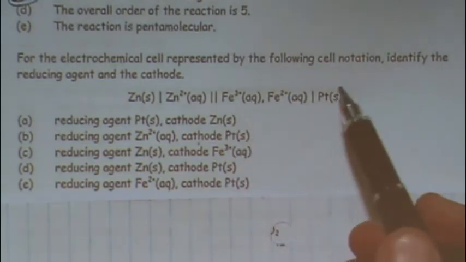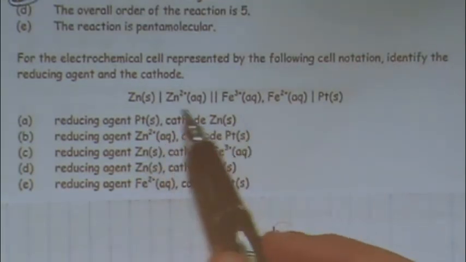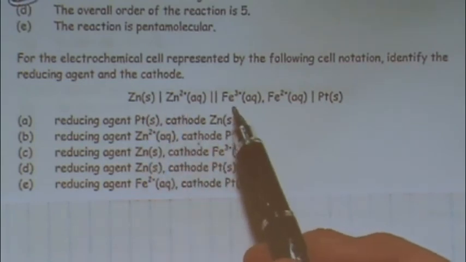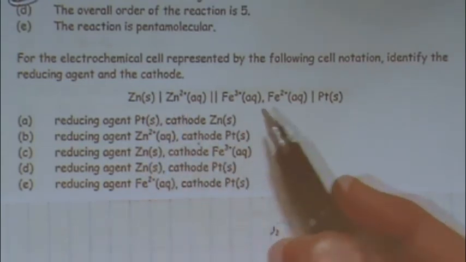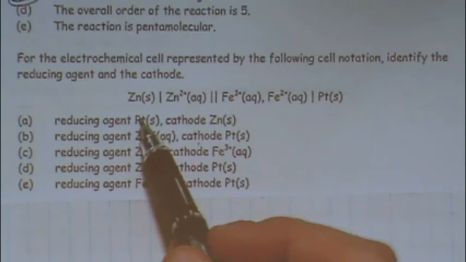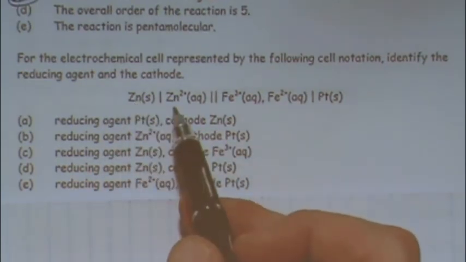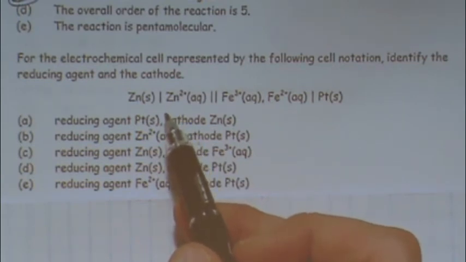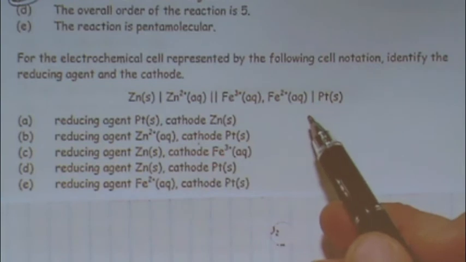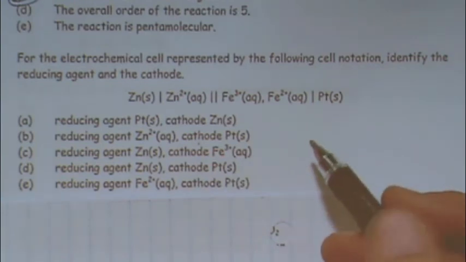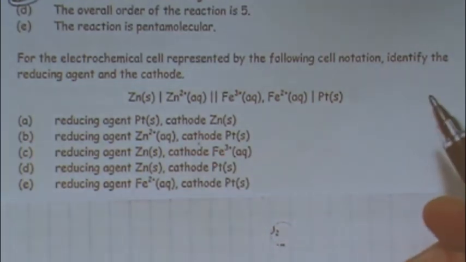So, which is oxidized then? What is in the anode? The anode is on the left. Therefore, zinc is oxidized to zinc 2 plus. And where is the cathode? On the right. Okay, so what's the answer then? Now, how many people say A, B, C, D?